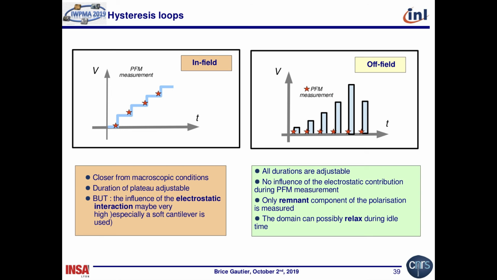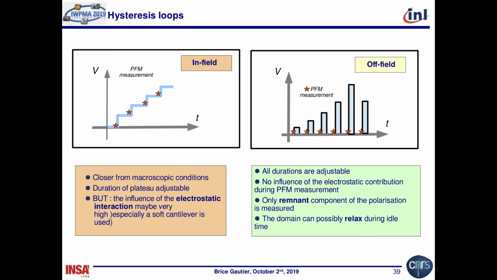So if you don't want to do that, which is called the in-field piezoelectric PFM hysteresis loop, you switch to the off-field hysteresis loop. And most of the time in the papers now, the hysteresis loops that you see are off-field. You apply pulses of voltage, and the amplitude of the pulses is increasing and then decreasing and then the other way around in the opposite sign.